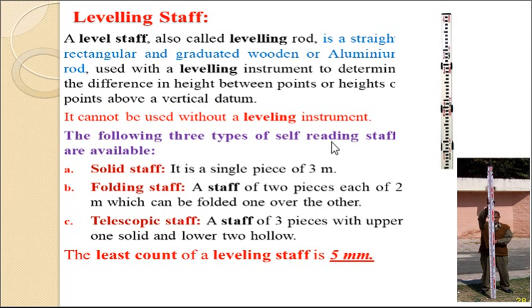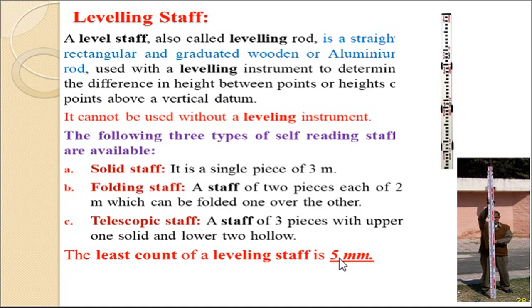Generally there are three types of self reading staffs used in surveying. Solid staff is a single piece rectangular rod having a total length of 3 meters. Second one comes in folding type. We make one fold, two pieces folded over each other, and each piece is 2 meters in length, so the total length of that rod is 4 meters. All these rods have graduations from 0 to 4 meters, that is 0, then 10, 20, 30, up to 100 centimeters, that is 1 meter, then next 2 meter, 3 meter, 4 meter like this.